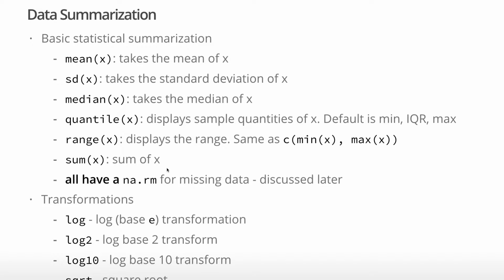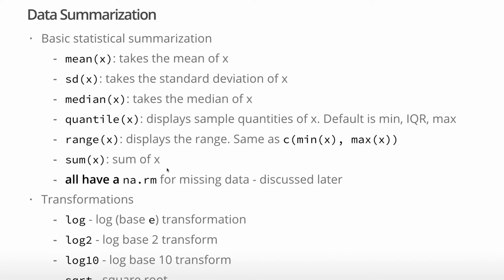Standard deviation, SD. Median, quantile. Quantile displays the sample quantiles, which are, by default, the min, the max, and the IQR. So it does the 0, 25th, 50th, 75th, and 100th percentile. If you want a different quantile, you have to pass in which quantile you want into a different argument. Range displays the range of the data, so the min and the max. Okay? It's pretty much the same thing as if you collected the minimum and the maximum, which we're introducing here.